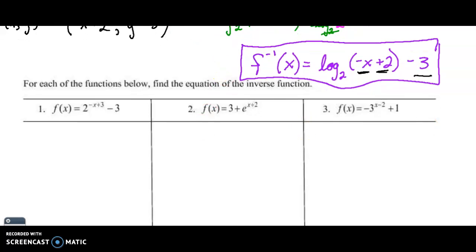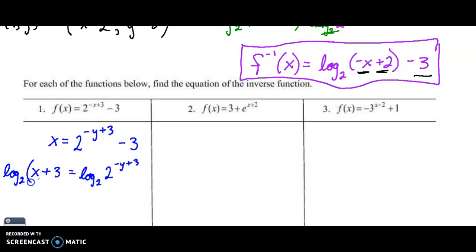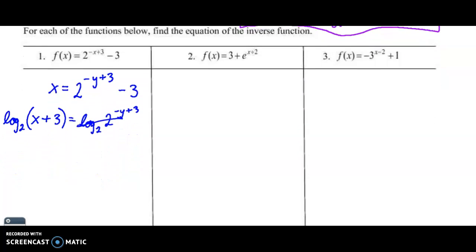So maybe I'll just do a couple, and hopefully I don't make the same mistake that I did before where I forgot to write this as negative y plus 3. But that's your first step, switch x and y. So because there's not a negative in front, all I have to do is add the 3 over. Notice that I like to put a space in here just because it makes sense to me to do log base 2 on both sides. I also like to put in parentheses, so I know that it's only the log base 2 of x plus 3, so that piece cancels.